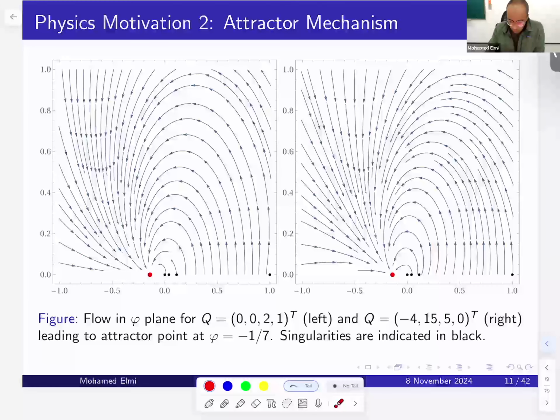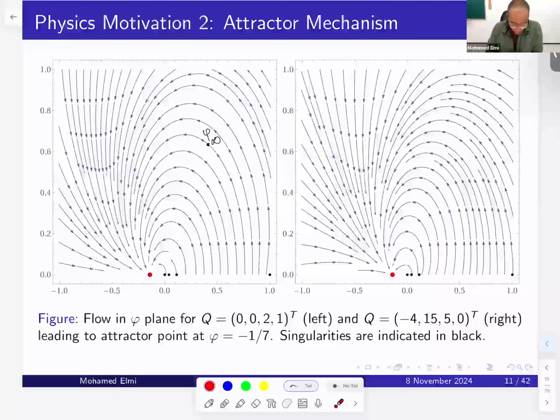And you can also see why it's called the attractor mechanism, because here there's a single complex structure modulus, which is called phi here. Phi can start from here. It can be wherever, infinitely far from the horizon of the black hole. It can be wherever you like. But as you flow towards the horizon of the black hole, it will always flow to the same fixed point. That's why it's called the attractor mechanism.